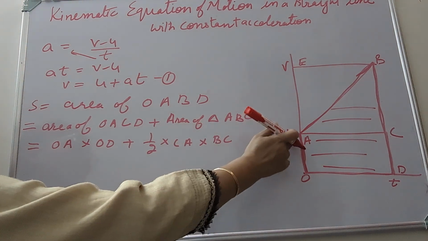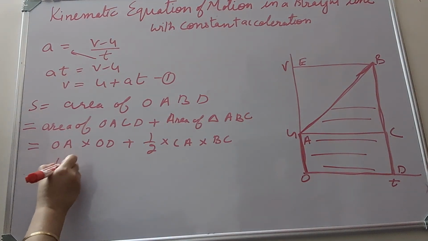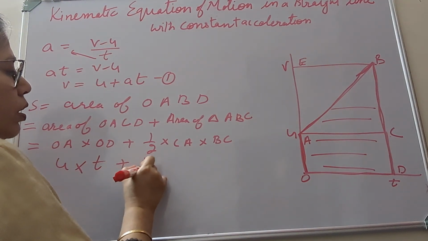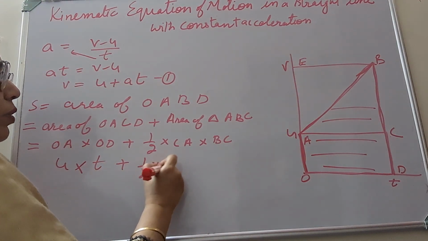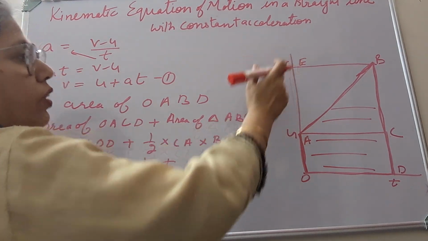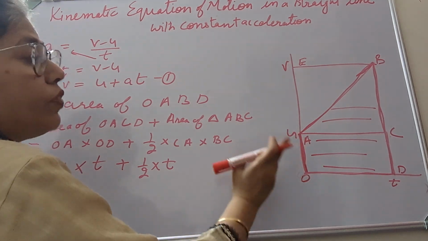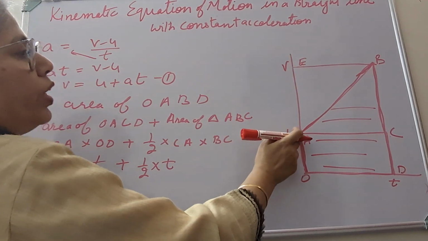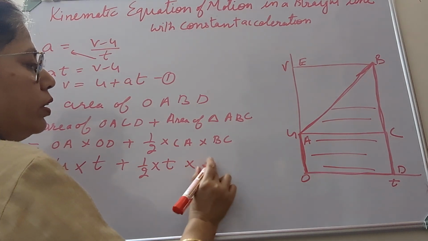Now OA is equal to initial velocity u. Here initial velocity is not 0, it is OA, u. OD is the time interval t. OD is parallel to CA, so CA is also equal to t. Now this BC is equal to AE, which is v minus u. Our initial velocity is OA, our final velocity is OE. So OE minus OA is our v minus u.